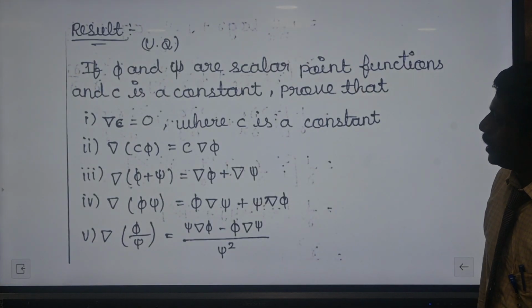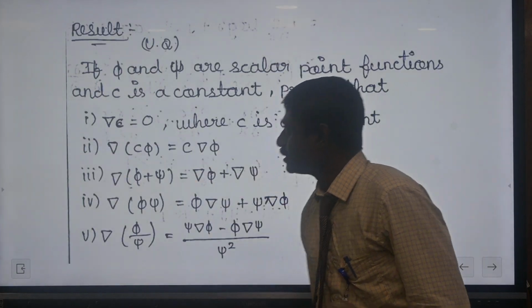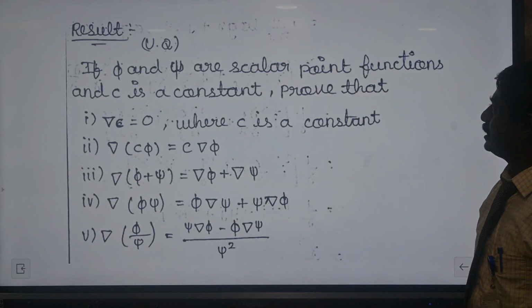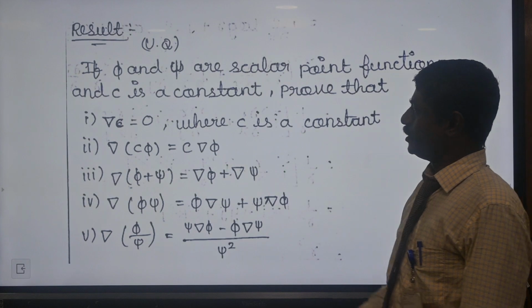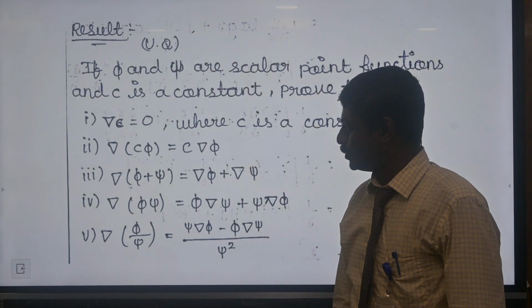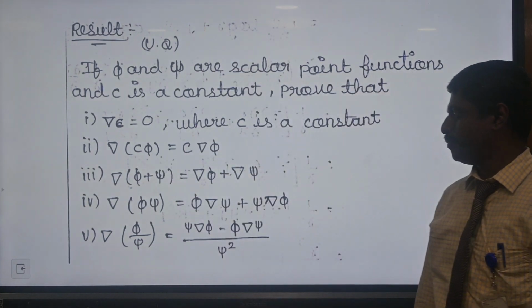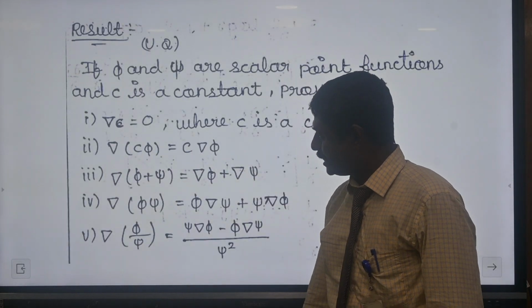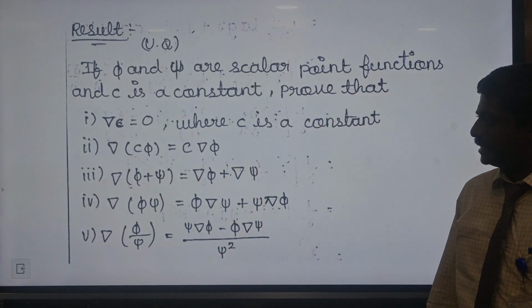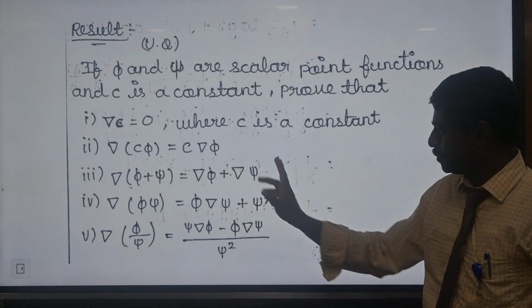Next, you have to remember all the results. Phi and psi are scalar point functions. C is any constant. You have to prove all the results. That is, del c equal to 0. Another one is del of c phi equal to, correct, take c out, c into del phi. And the third one is del of phi plus psi equal to del phi plus del psi.